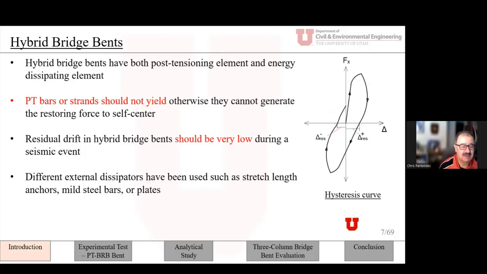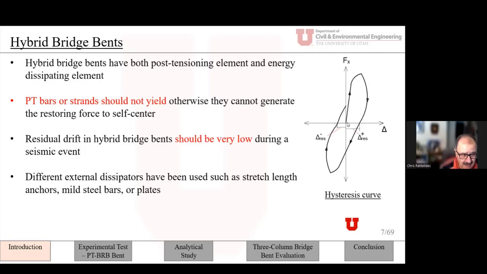So as I mentioned, the post-tensioning bars or the strands should not yield. Otherwise, they cannot generate the restoring force to self-center the bridge bent. On the other hand, the residual drift in this hybrid bridge bent should be very low during a seismic event. And by residual drift here, we're talking about when the load goes down to zero, then the displacement should come as close as possible to zero. In other words, the delta residual plus or minus should be very close to zero.